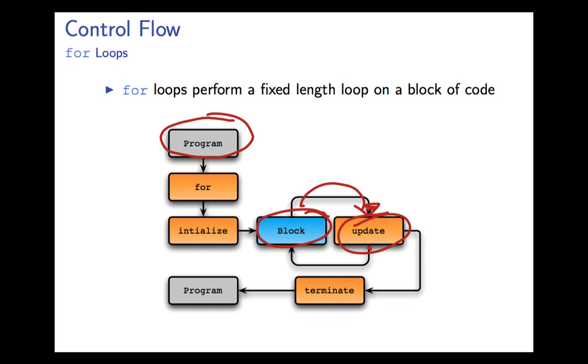The update will then move back to the top of the block again. The block will run, and this cycle will continue until there's a termination condition that is met. And then when the termination condition is met, the program proceeds as normal again. So let's take a look.